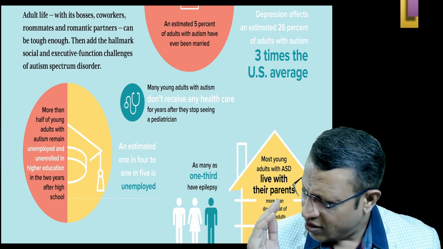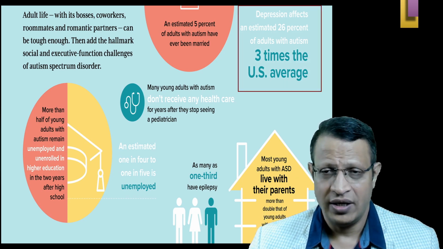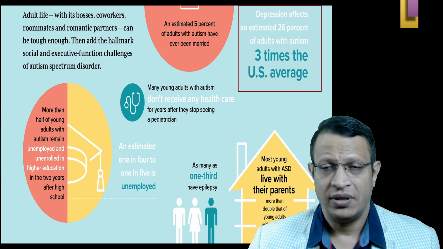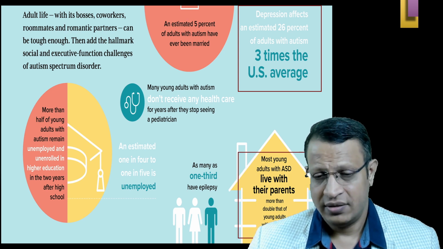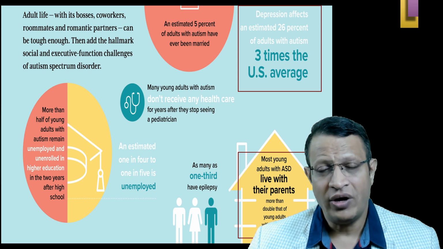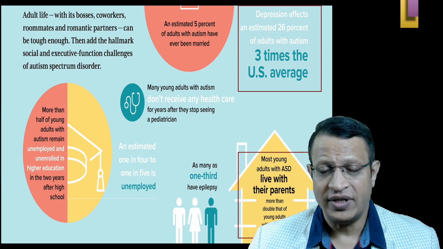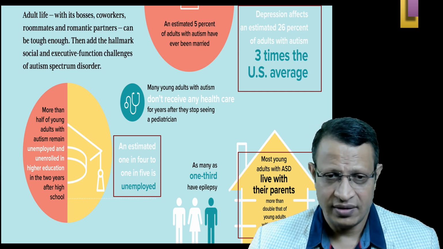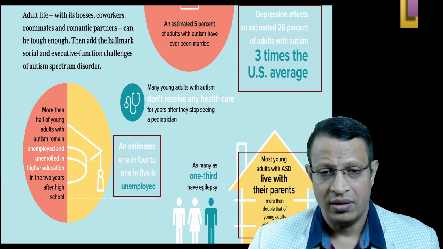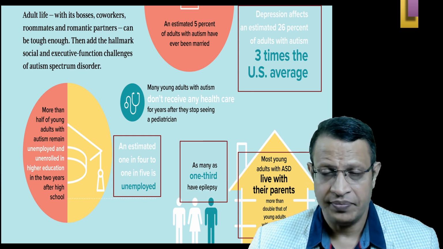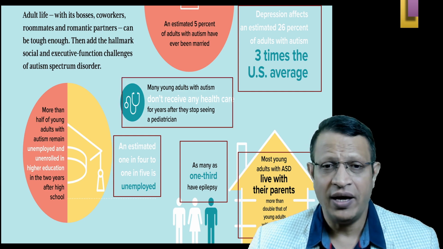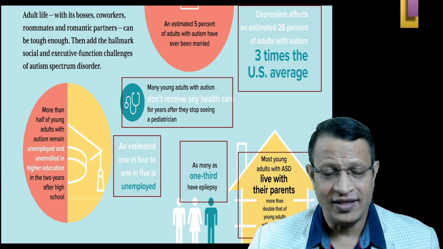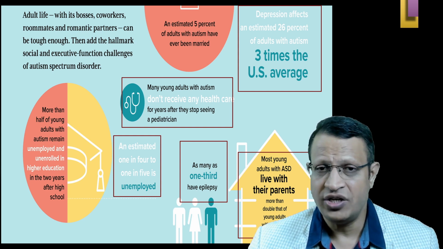Now let's understand autism in adults. If you look at this autism in adults diagram, it clearly shows depression in autism, which, in persons with autism, is 3 times that of the general population in the US. Further, most adults with autism still reside with their parents. That means they are dependent on their parents. And 1 in 4 of them are unemployed and uneducated. Further, 1/3 of them have epilepsy, that is seizures. And many young adults with autism don't receive any health care in spite of being diagnosed with autism in childhood.